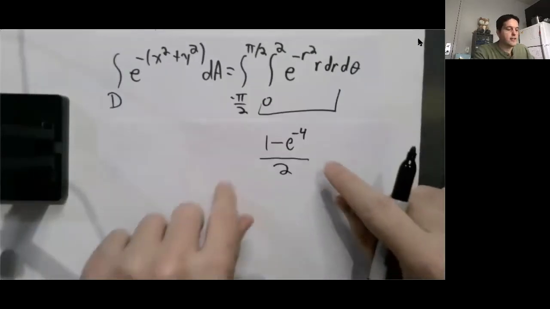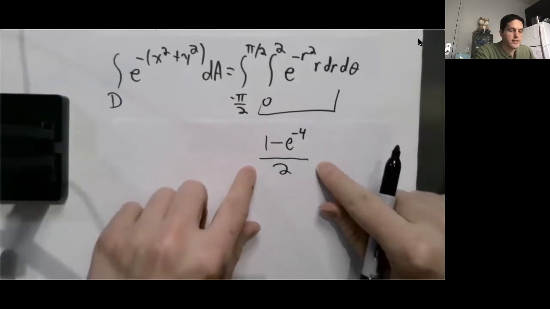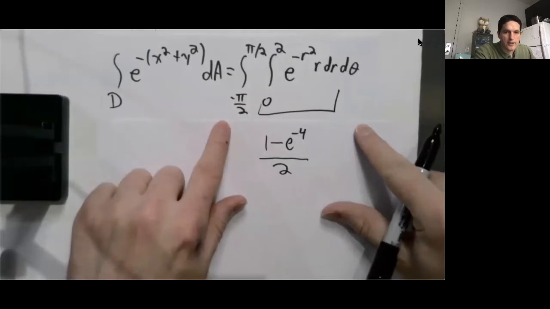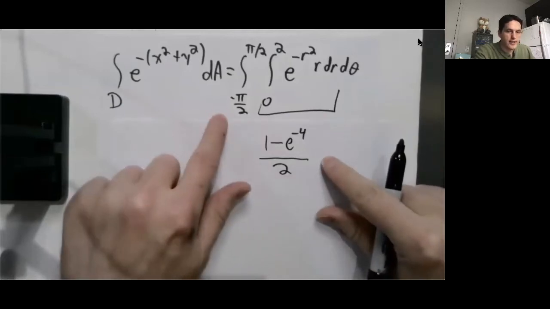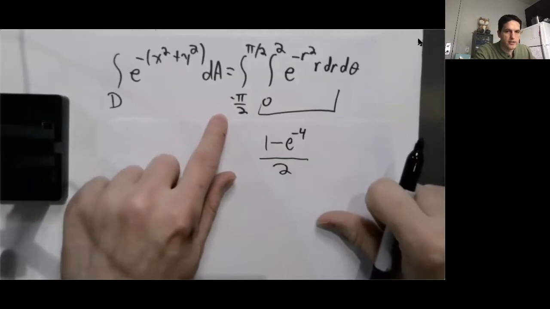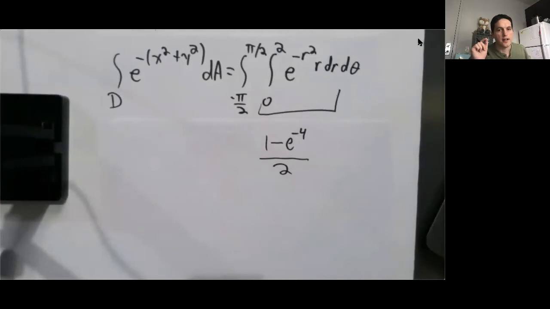Now that we've evaluated this inner integral and it turned out to be this constant, which does not depend on theta, we're ready to evaluate the outer integral. We have to integrate this constant value over this interval from minus pi over 2 to pi over 2. And what happens when you integrate a constant over an interval? The result is just the value of that constant multiplied by the length of the interval that you're integrating over.